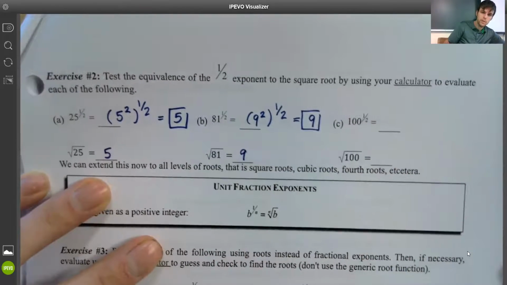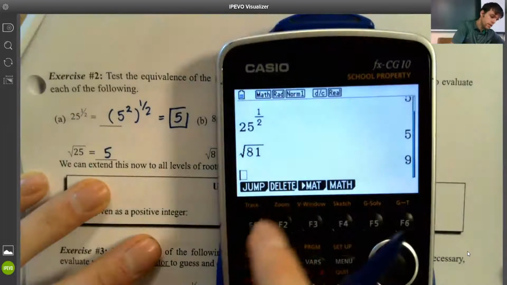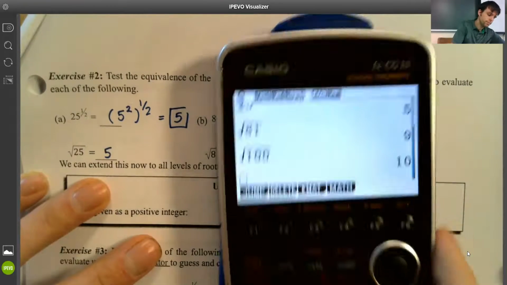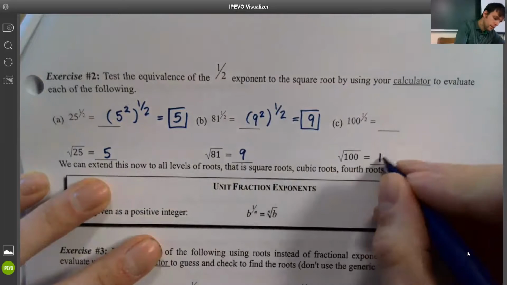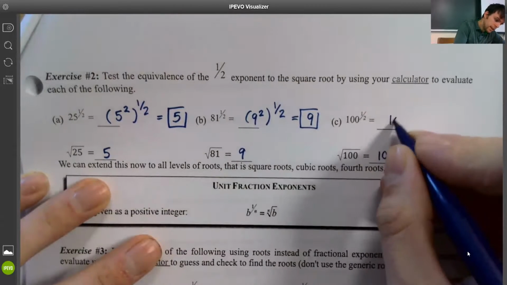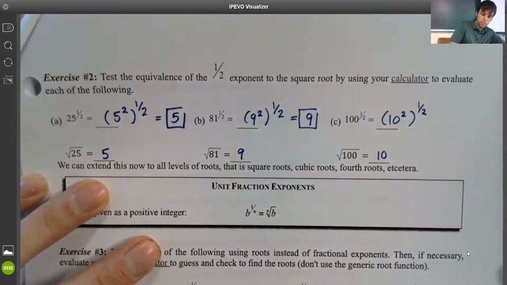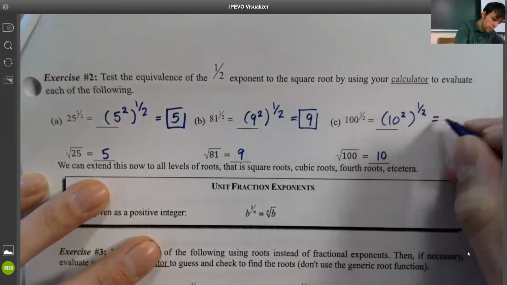And it's the same. And the last one, 100. Hopefully we know, but let's just double check it. Square root of 100 is 10. Well, 100 is the same thing as 10 squared, and we're raising this to the 1/2 power. The product property of exponents says, again, to multiply these exponents. 2 times 1/2 is 1. So we just get 10.